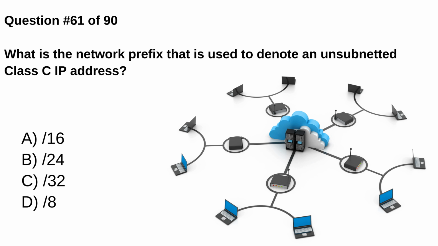Question 61 of 90. What is the prefix that is used to denote a subnetted Class C IP address? Is the answer A, /16? Is the answer B, /24? Is the answer C, /32? Or is the answer D, /8? The answer is B, /24.